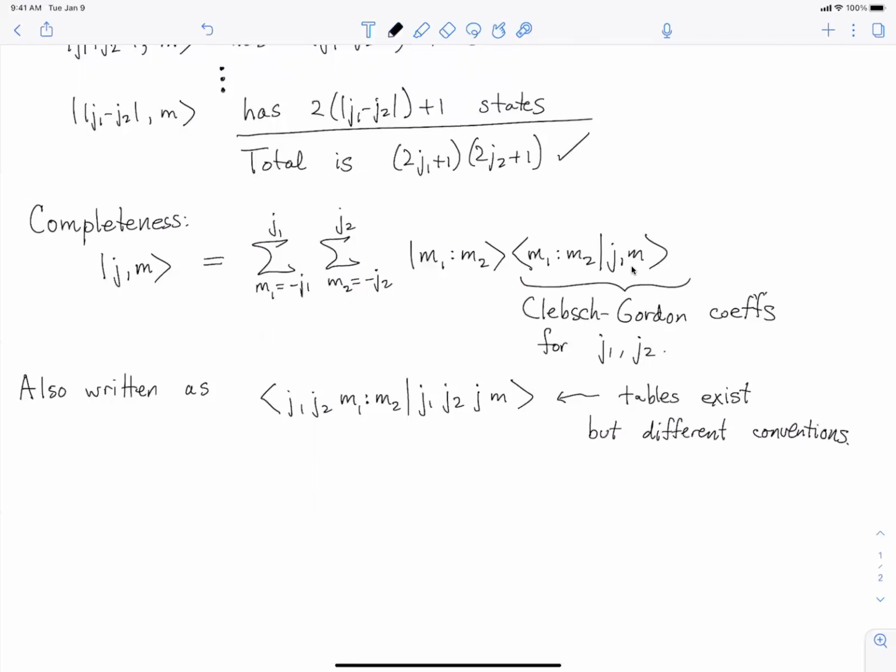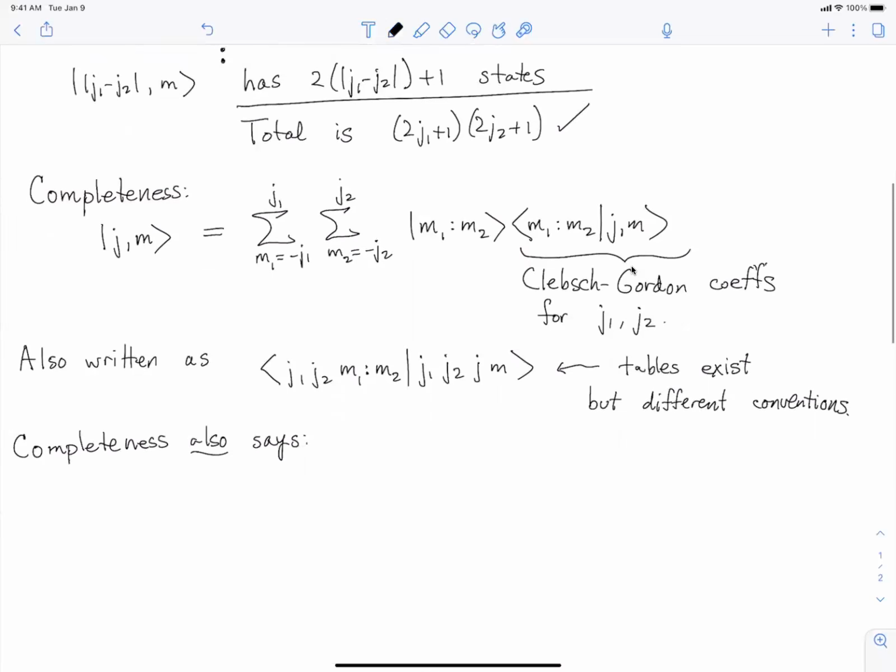Okay, so we have this completeness relation involving Clebsch-Gordon coefficients, but there's another way of doing completeness. Completeness also says that instead of writing the total angular momentum states as linear combinations of the product states, we could write the product states, for example, m1, m2, as a sum over all possible total angular momentum states.